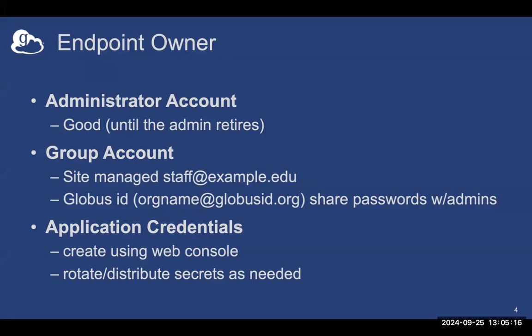And then a third option is to create an application credential in the web console, and then you can give each of your admins their own secret, and they can use that by setting some environment variables when they run the commands. Any of those work. It depends on what your administrative staff looks like, how many people will be involved in dealing with Globus, and whether or not you have a subscription. Because if you have a subscription, you can create other roles that will allow you to do most of the administrative tasks.